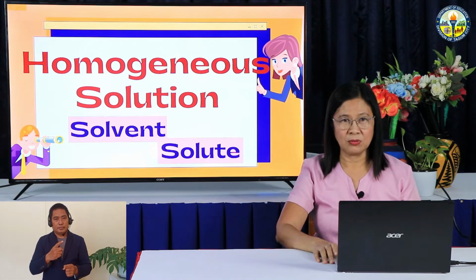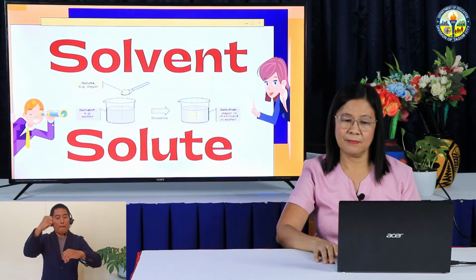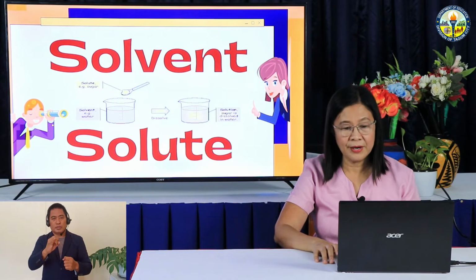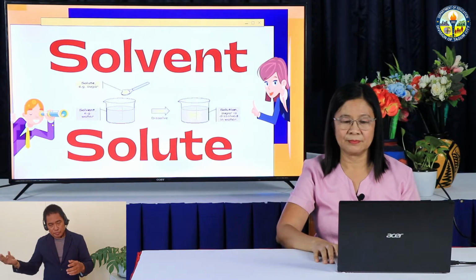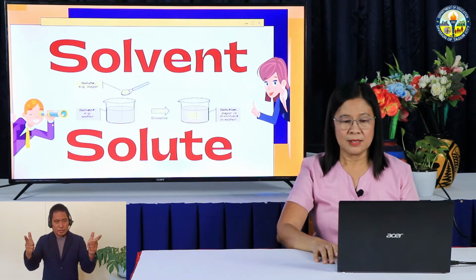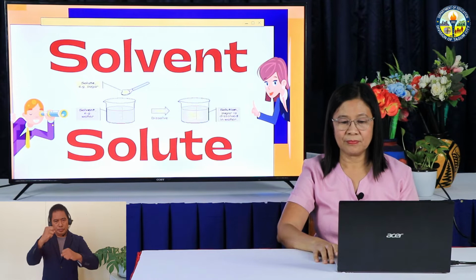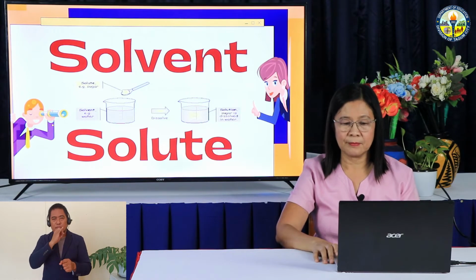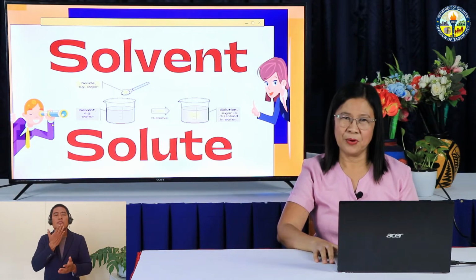These components are called solvent and solute. What is a solvent? What is a solute? A solvent is a component of a solution that dissolves the other component in itself. It constitutes the larger component of the solution. For example, water is a solvent that dissolves solid substances like sugar. A solute is a component of the solution which dissolves in the solvent. It has the lesser component of the solution. For example, sugar is a solute that dissolves in water.